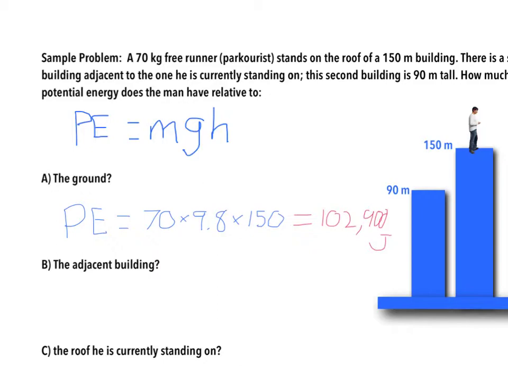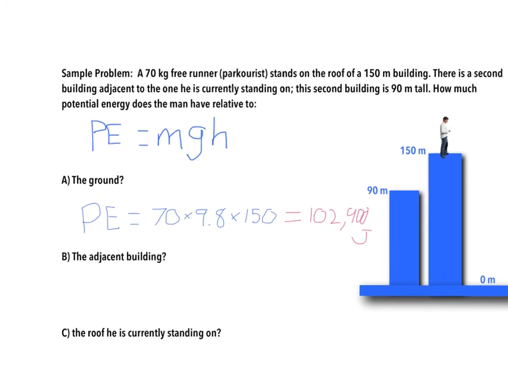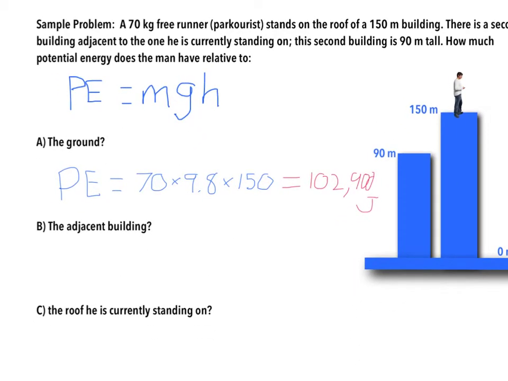Here's where the problem gets a little more complicated. We start having to actually really know what they're talking about when they ask us about potential energy. So in part B, they ask, how much potential energy does this man have relative to the adjacent building? So we're not talking about the ground here anymore. We're talking about this height right here, the height of the top of the building. If he were to jump from this building that he's currently on to this one, how far would he fall? That's going to be 150 meters minus 90 meters, because this is the height he starts out with, this is his final height. So the difference between those two is going to be 60 meters.